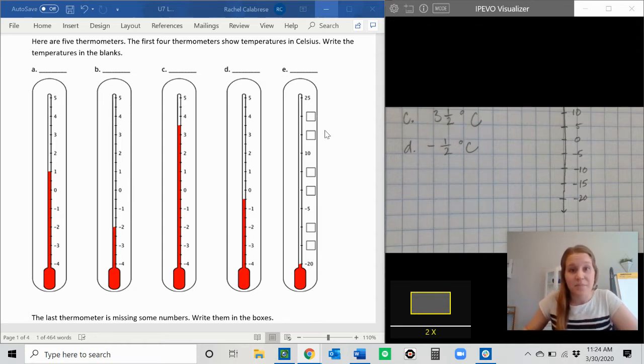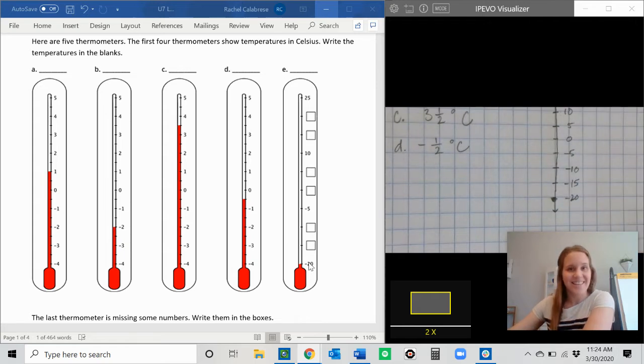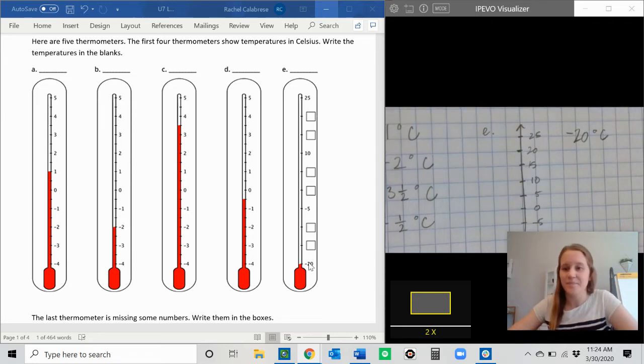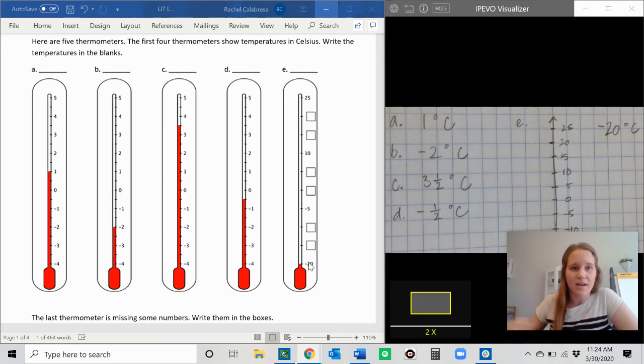All right, so this temperature E reads all the way down here at negative 20. So I'm going to go ahead and just plot a point at negative 20. That's the measure of the thermometer. E is at negative 20 degrees Celsius. Very cold. Awesome. Make sure your paper is updated. This is a good reference for you later on to have that number line on your paper.